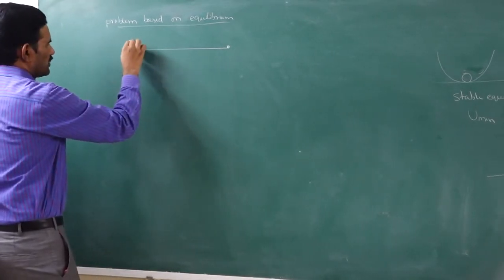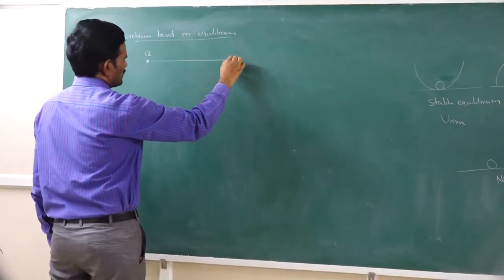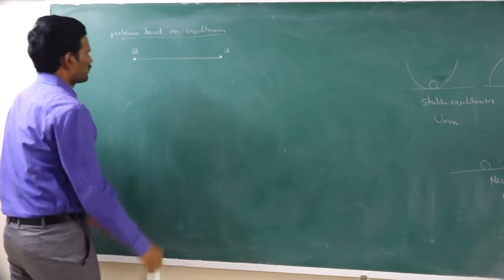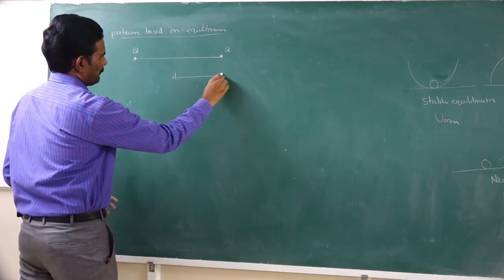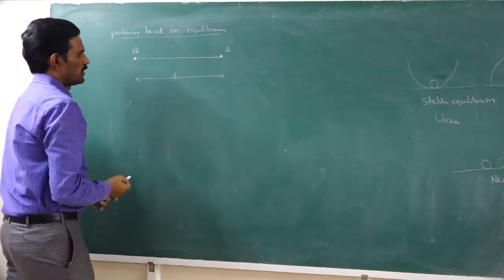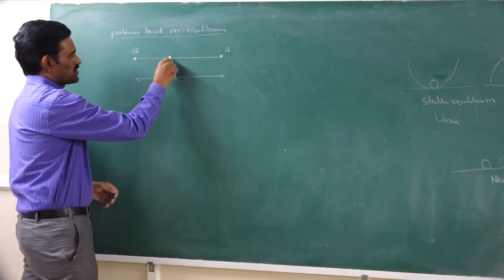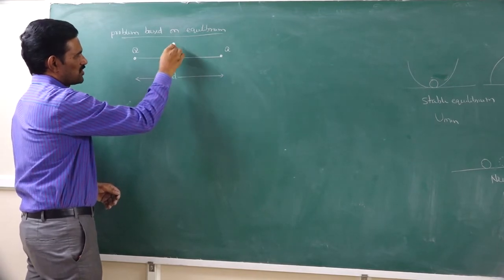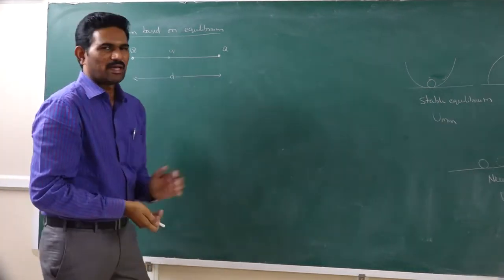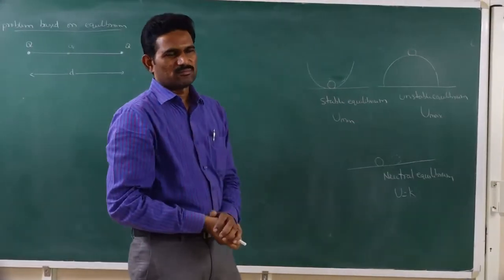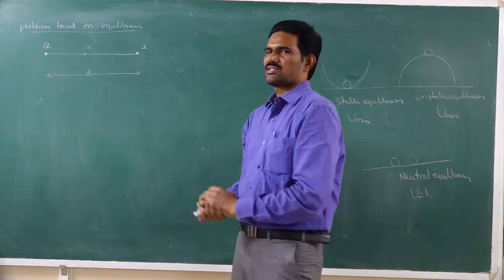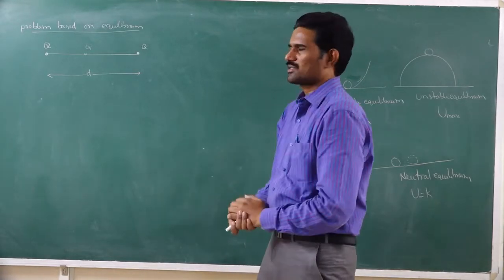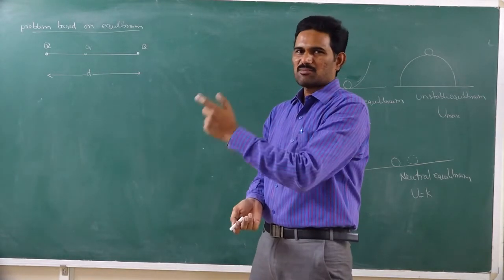Here I am taking two identical charges, so directly I am taking a problem. Two identical charges are separated by a distance d. Now we need to place one charge in between them. A third charge is to be placed such that the entire system is in equilibrium. So you should remember that we are placing a third charge Q in between those two charges such that the entire system is in equilibrium.